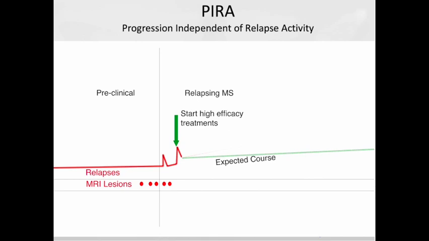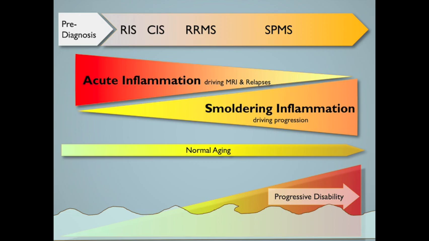But the problem is when they looked at people's disability progression, they found that even though they stopped the relapses, there was still some progression in between the relapses, and they call this progression independent of relapse activity. And it seemed that, at least for some patients, the high efficacy treatment didn't address this. So what's going on? What's going on is that there are two separate biological processes that are going on simultaneously.